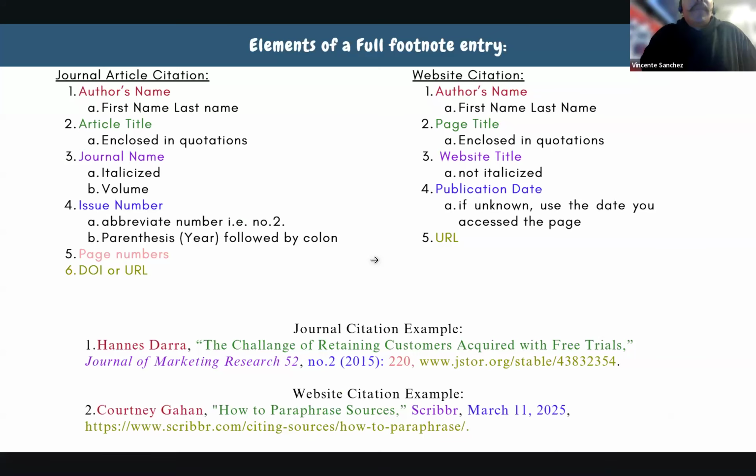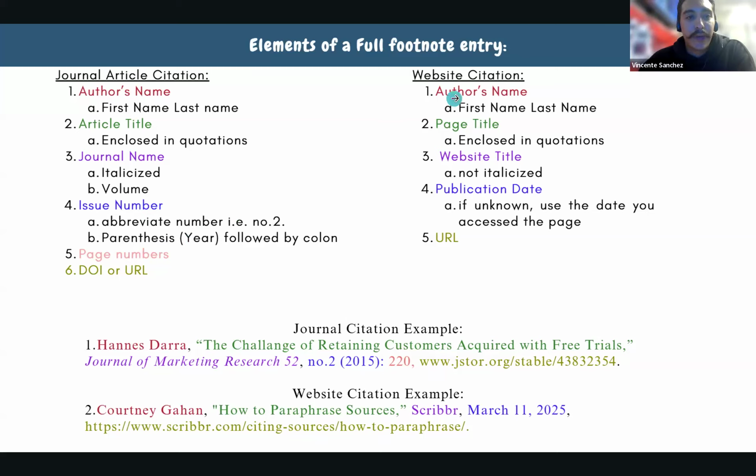And now we're going to go into the elements of a journal article citation. So this one, you're going to have an author's name. Once again, it's going to be first name, last name. And then you're going to have your article title, which is going to be enclosed in quotations, and then followed by the journal name. And the journal name is going to be italicized, and it's going to have the volume number after. And then you're going to have an issue number and page number and DOI.